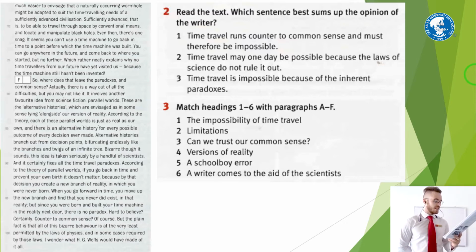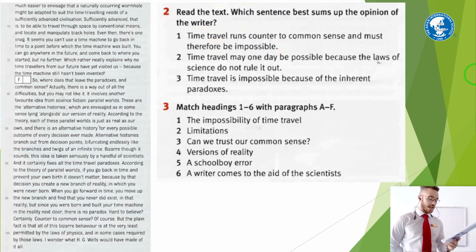Bizarre though it sounds, this idea is taken seriously by a handful of scientists, and it certainly fixes all the time travel paradoxes. According to the theory of parallel worlds, if you go back in time and prevent your own birth, it doesn't matter, because by that decision, you create a new branch of reality in which you were never born. When you go forward in time, you move up the new branch and find that you never did exist in that reality. But since you were born and built your time machine in the reality next door, there is no paradox. Hard to believe?